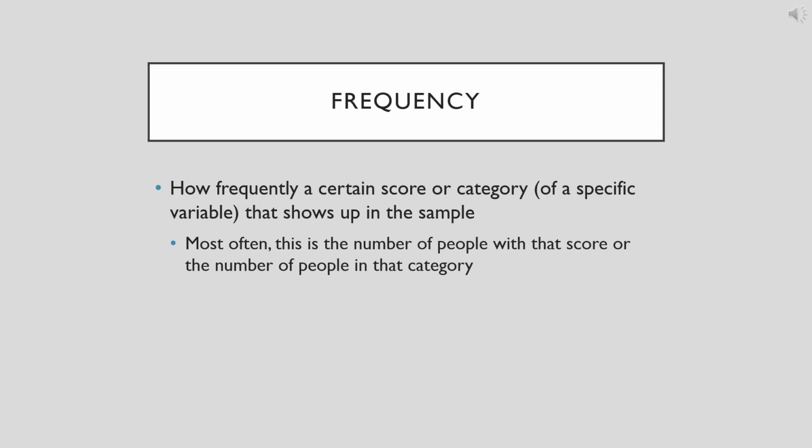So first, let's define frequency. Frequency is just how frequently a certain score or category for a specific variable shows up in the sample, right? So typically, we're talking about the number of people in our sample who obtain a particular score, or the number of people who fall into a particular category.